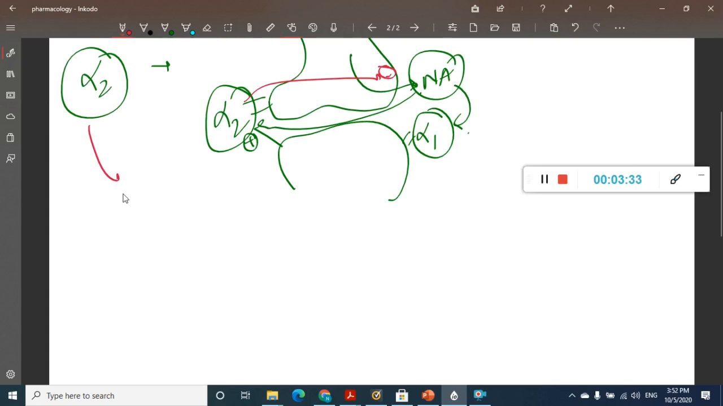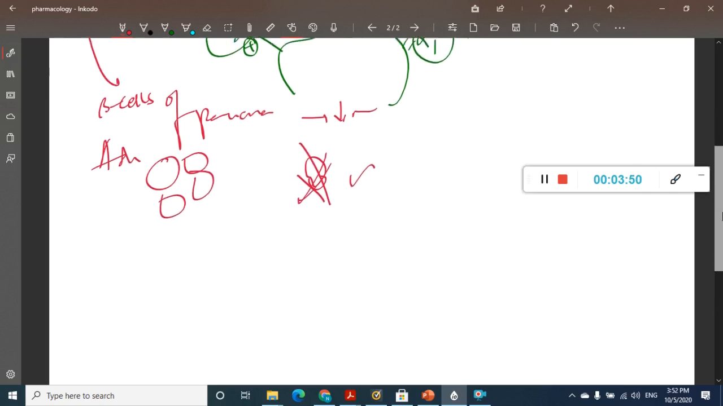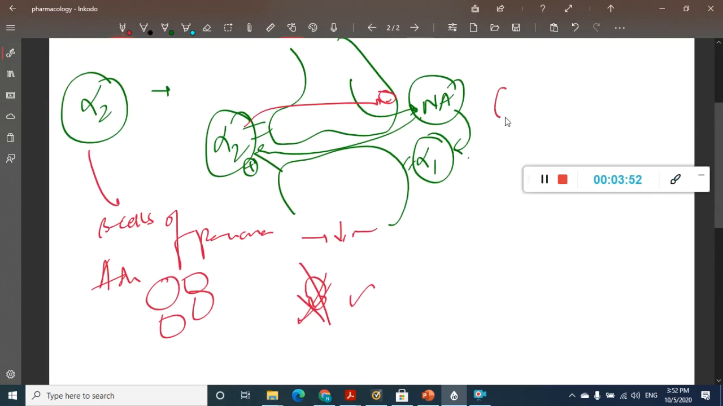Alpha 2 is also present on beta cells of the pancreas, and this will decrease insulin release. It is also seen in adipose tissue and it results in lipolysis. This is a Gi type of adenyl cyclase receptor.